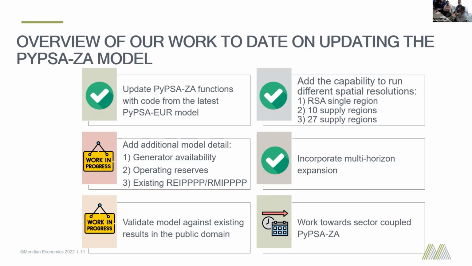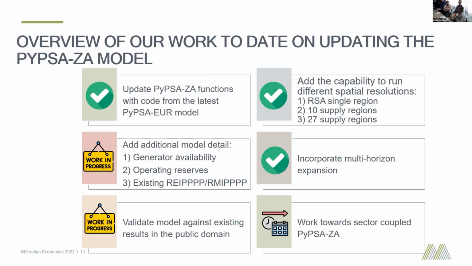Myopic, you run one period at a time, and then you take those resources that are still in the grid and start them at the next period. That is typically the Plexos way that it is done at the moment. For the IRP, it's all perfect foresight expansion. And luckily that functionality has recently been added to PyPSA. So we started by taking the base PyPSA-ZA model and updating all the functions. Any functions that have been updated in PyPSA-Eur over the last 4 or 5 years, we took those and put them into the model.